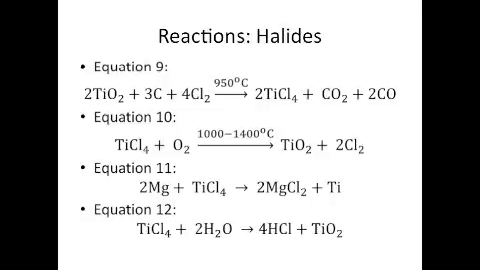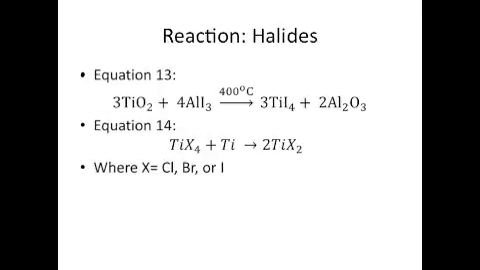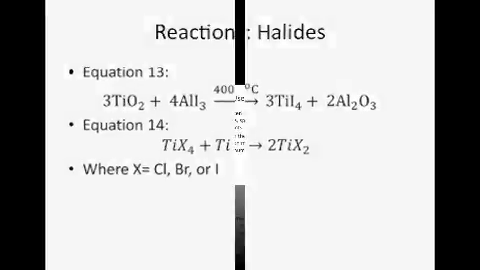Hydrolysis of titanium tetrachloride forms hydrogen chloride and titanium dioxide, which could be used in paints. Titanium tetrachloride is oxidized to produce titanium dioxide and chlorine. Titanium tetraiodide is formed by iodination of the dioxide with aluminum triiodide when heated at a temperature of 400 degrees Celsius. The general equation in the formation of titanium dihalide is given in equation 14. The titanium tetrahalide is reduced with titanium metal to form this black solid titanium dihalide.